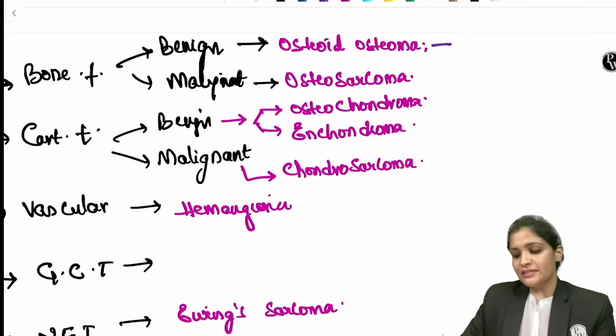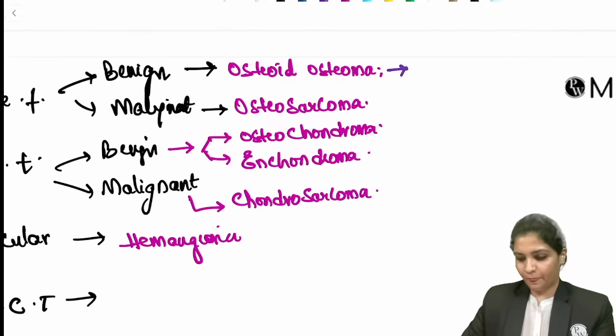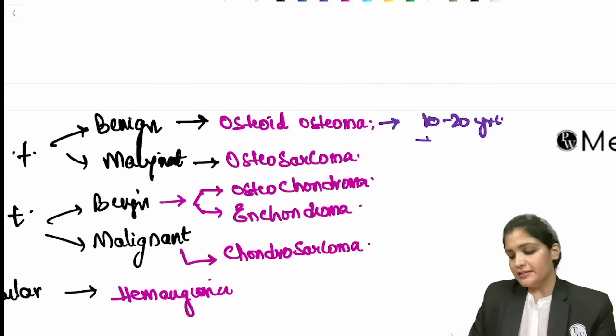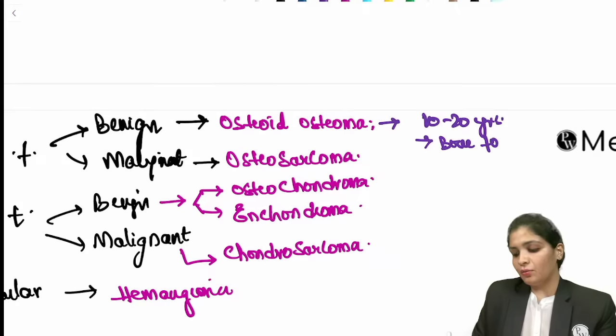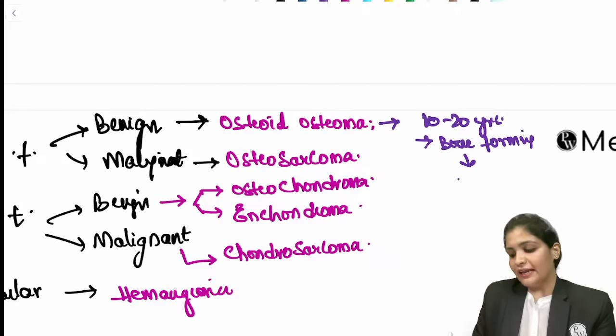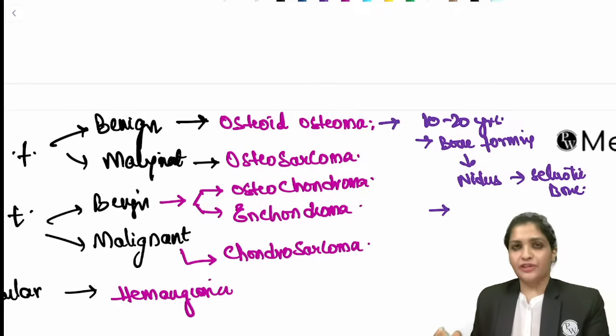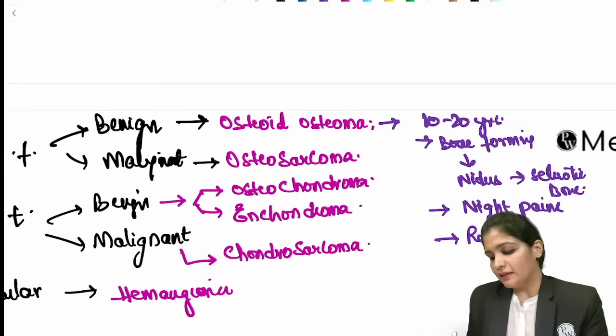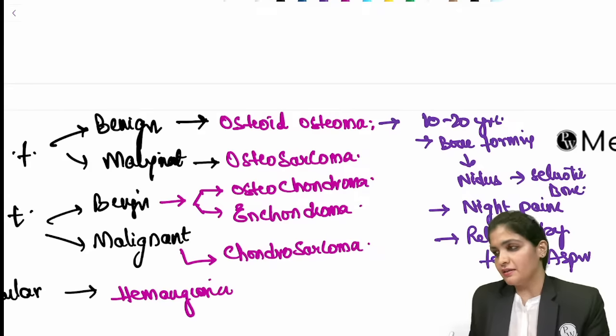So osteoblastoma, this condition is mostly seen in the age of 10 to 20 years. And what is the peculiar feature of osteoblastoma? It is a bone forming tumor where you can see nidus, which is surrounded by sclerotic bone. And the peculiar feature of this is night pains, which are relieved by taking NSAIDs or aspirin, right?